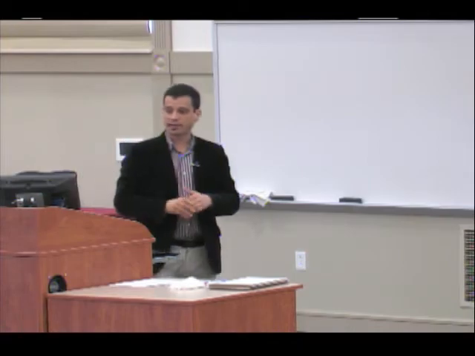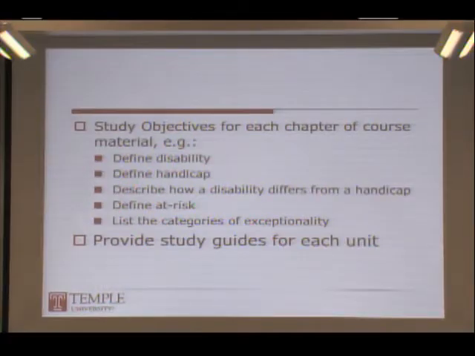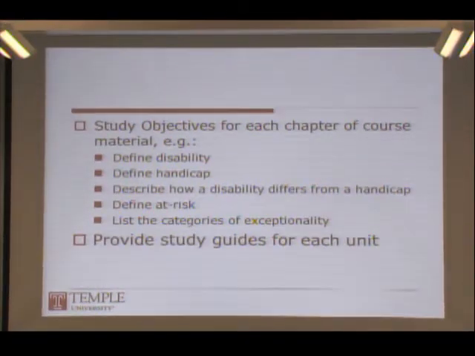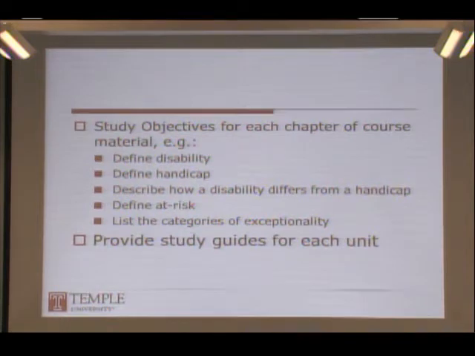Having study objectives for each chapter of course material. And I also just wanted to make a comment that my PowerPoint, along with a set of guided notes, is going to be up on the provost's website. So you'll be able to get the PowerPoint and all this material after the presentation. There will be a video of me, is that right, Julia, you think?